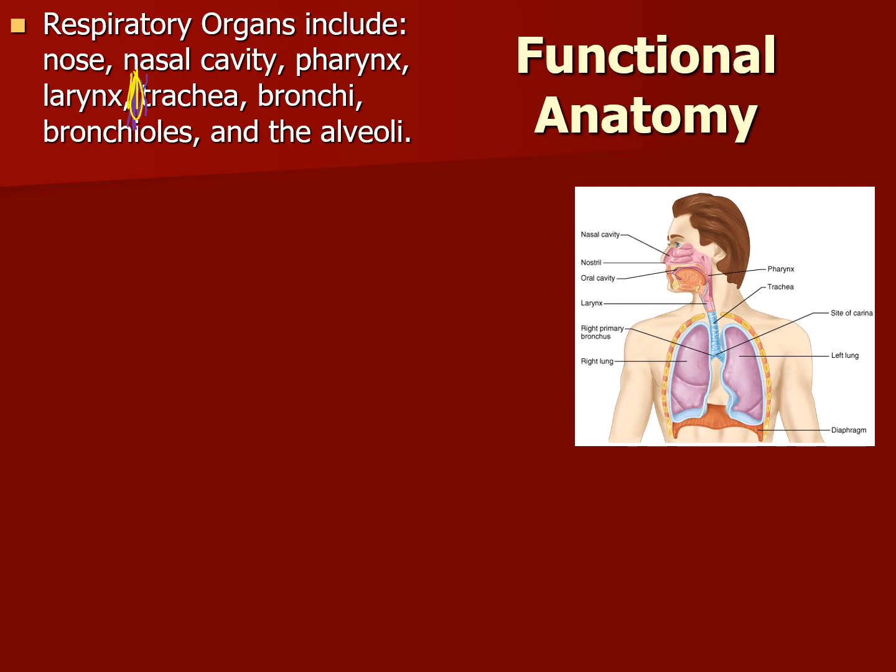Once we get to the larynx, that's where the vocal cords are. So that's when we go into the trachea, bronchi, bronchioles. These are the tubes just getting smaller, and then finally we go into the alveoli itself. So that's just the functional anatomy of that breathing in.